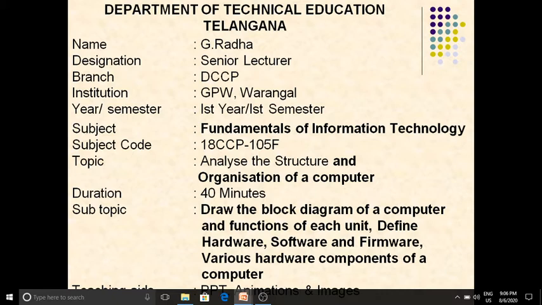In today's class, we are going to discuss the block diagram of a computer, how to draw the block diagram of a computer and the functions of each unit of the part, how to define hardware, software, firmware, and various hardware components of a computer.